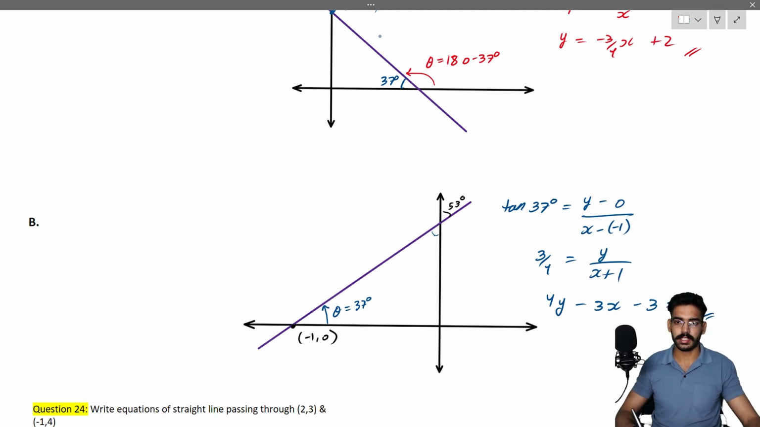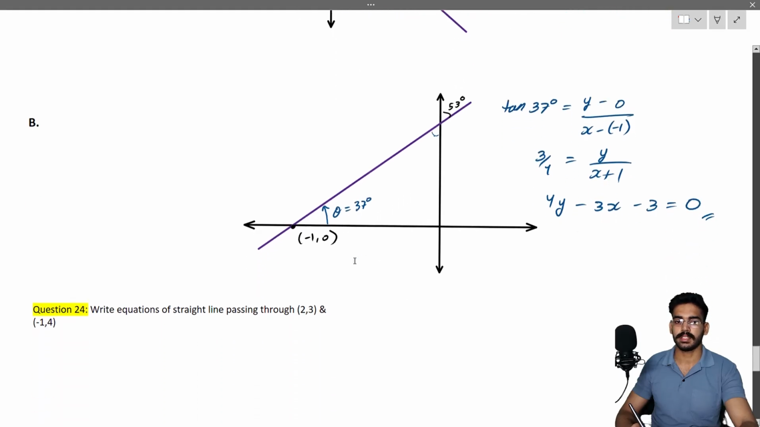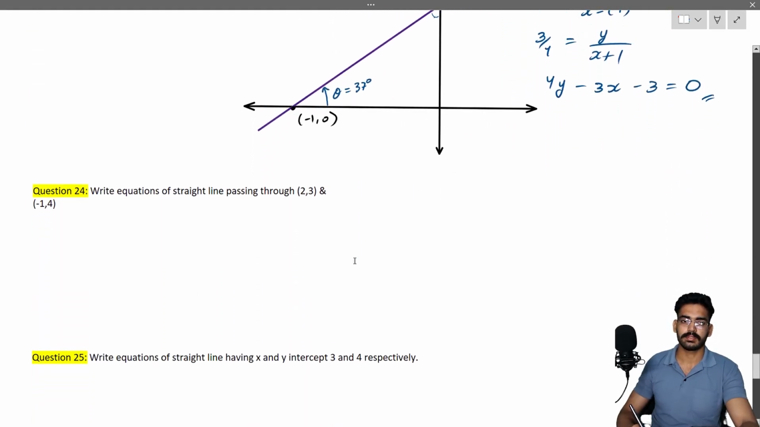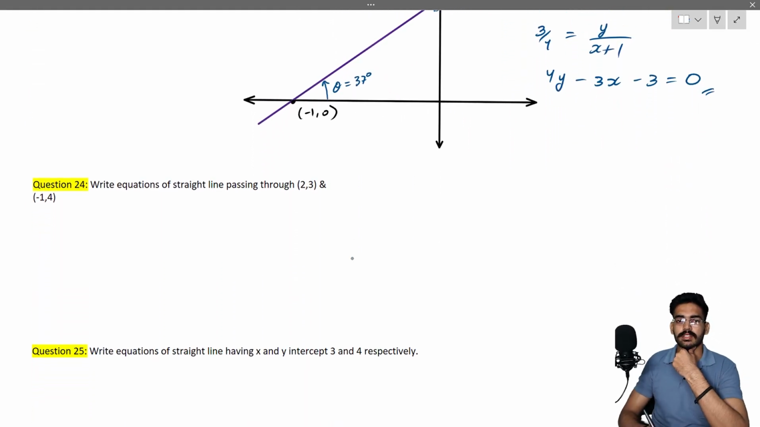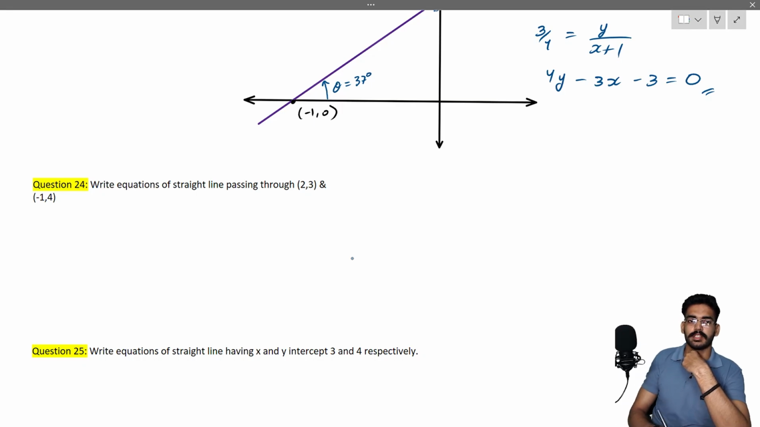You just have to find the angle. When some angle is given, we come to tan theta, so the slope is given, and the point coordinate is given. By that we can find the equation of the line. Now let's go for the next question. Write the equation of a straight line passing through (2, 3) and (minus 1, 4).